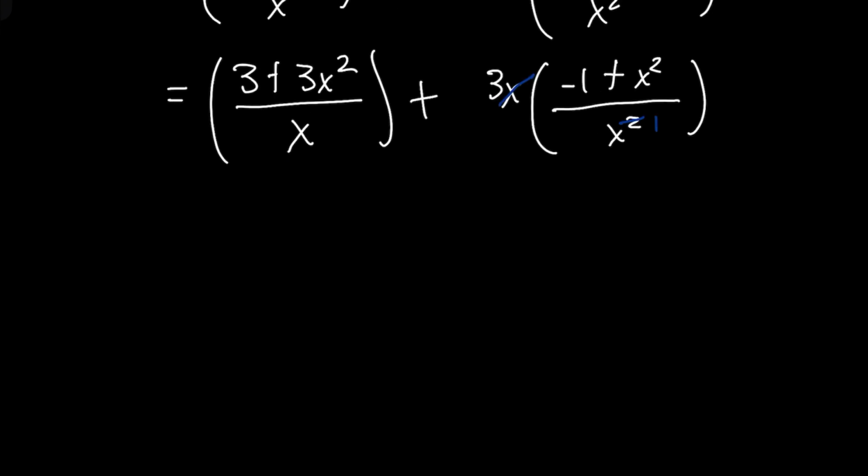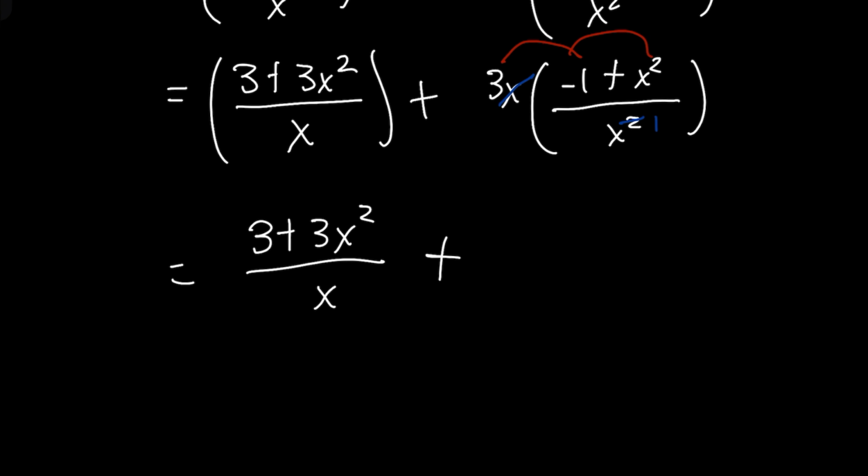Now let's distribute 3 here on these two terms. So let's just rewrite this. 3 plus 3x squared all over x, plus 3 times negative 1, that is negative 3. 3 times x squared, that is 3x squared all over x.